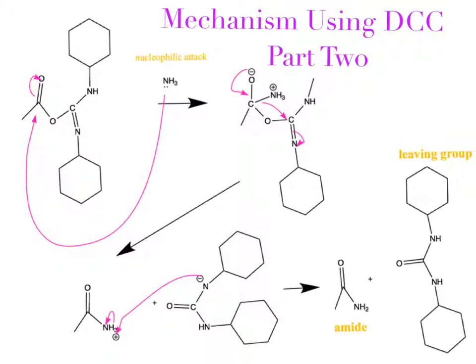So we have our protonated amide here and a nitrogen with a negative charge. So this is going to grab the proton here and push it onto the nitrogen to form our amide, and it's also going to form a byproduct of dicyclohexylurea, which is very stable. And that's how we form the amide using DCC.